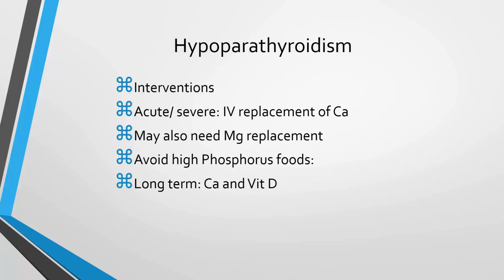So how do we treat this? Number one, we give IV calcium chloride or calcium gluconate, and this is if it's severe. You have to do this slowly with EKG monitoring because they're at risk for cardiac arrest. And this is particularly important for patients who take digoxin because they are very vulnerable to cardiac dysrhythmias with these calcium injections.